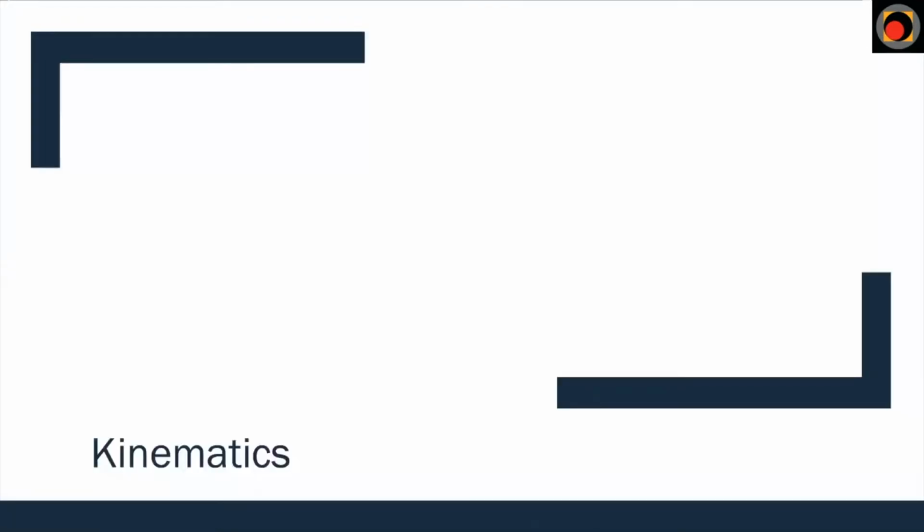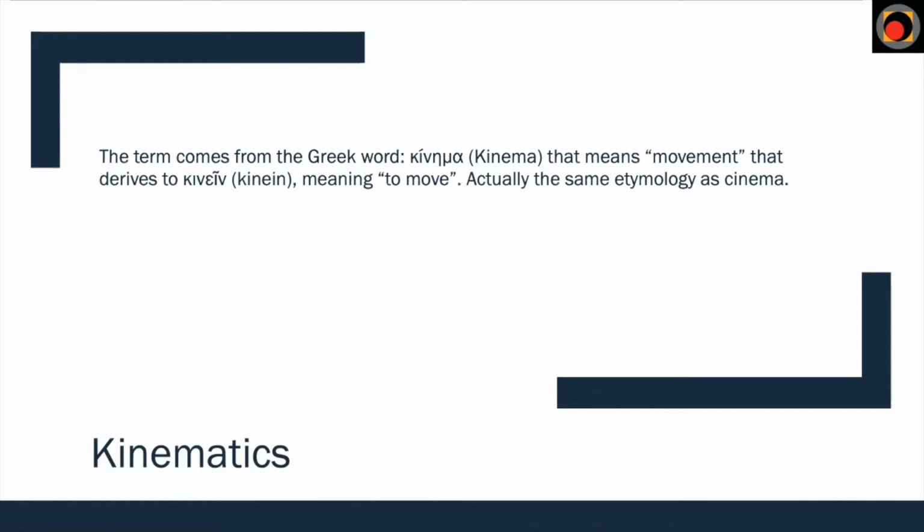Kinematics. Okay, so let's start with a word. What does the word kinematic mean? The term comes from the Greek word kinema, which means movement, derived from kinein, meaning to move. It's the same etymology as cinema. It literally means motion, moving.